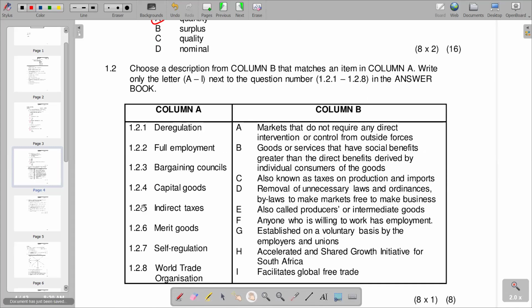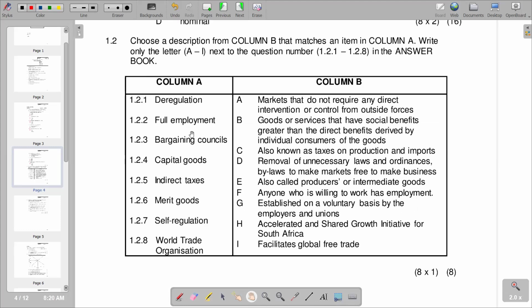Deregulation. We know that deregulation is the removal of laws, or basically the regulations that are controlling activities. So we try to look for an explanation that is within that context in column B. We see that D is saying removal of unnecessary laws and ordinances, bylaws, to make markets free to do business. So basically, the key that we are looking for is the removal of unnecessary laws, which is very correct. So we have D.